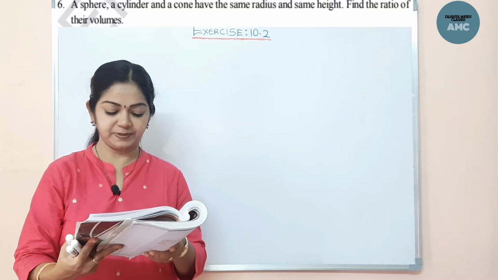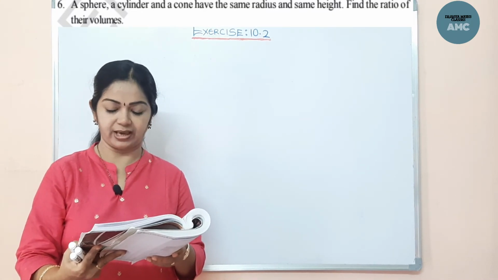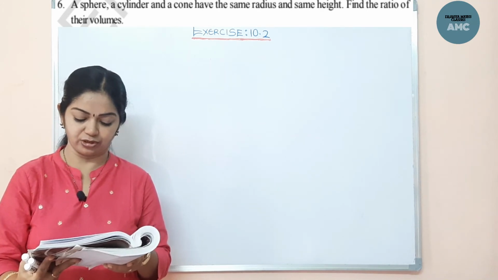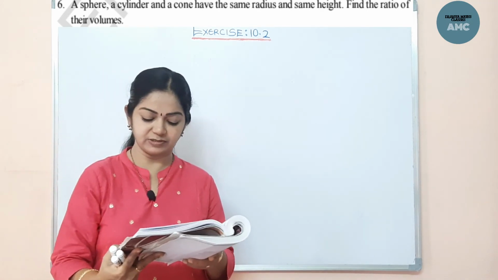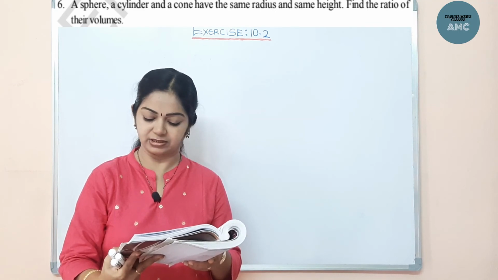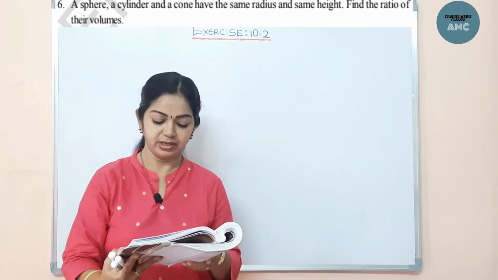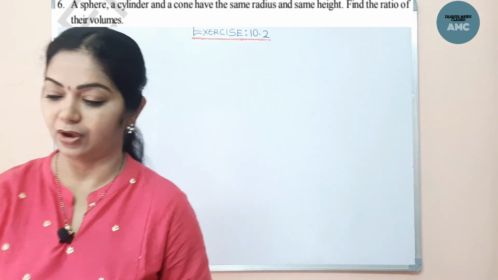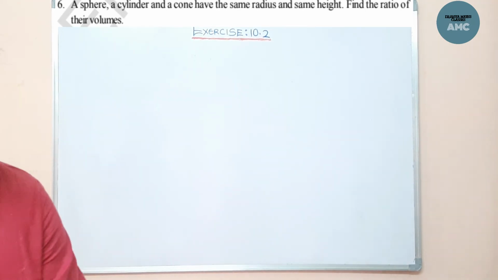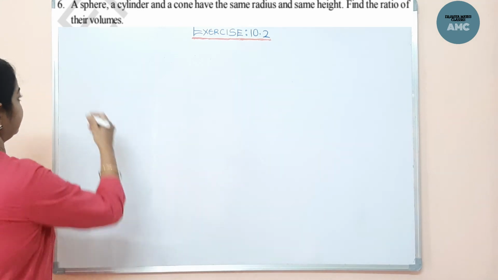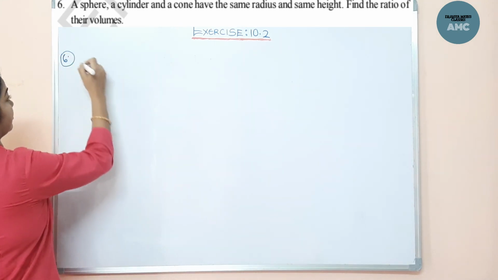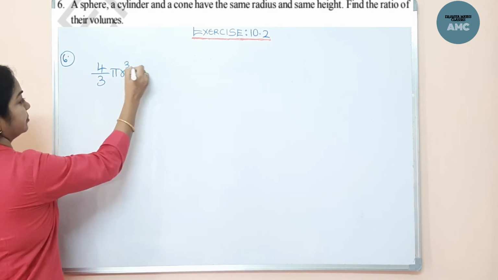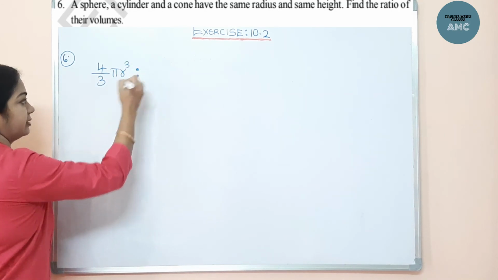In this problem, a sphere, a cylinder and a cone have the same radii and same height. Find the ratio of their volumes. The diameter of the sphere is equal to the height of the cylinder and the cone. A sphere, a cylinder and a cone are given, and we have to compare their volumes. The sphere volume is 4 by 3 πr³. We'll compare it in the ratio.